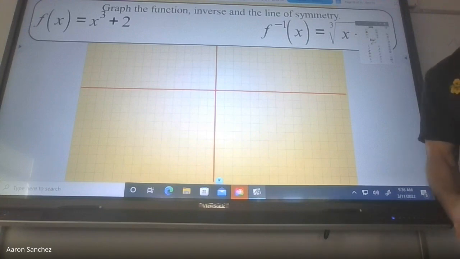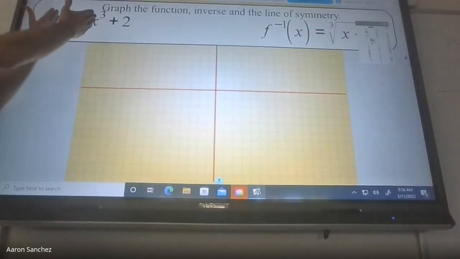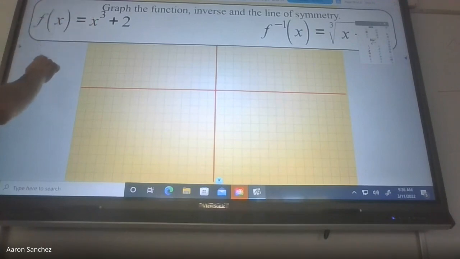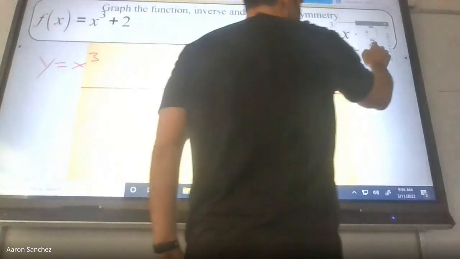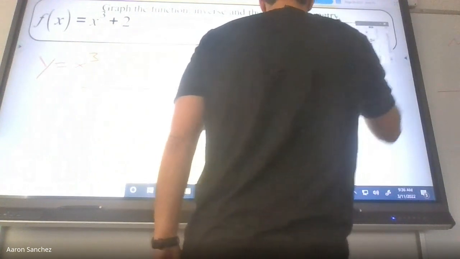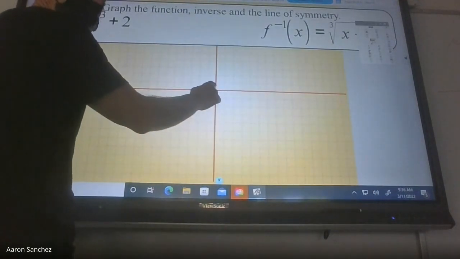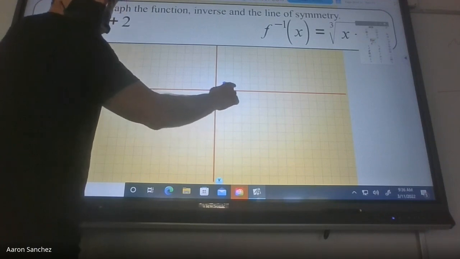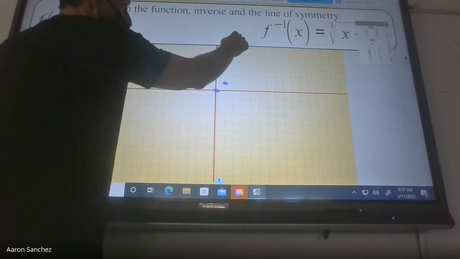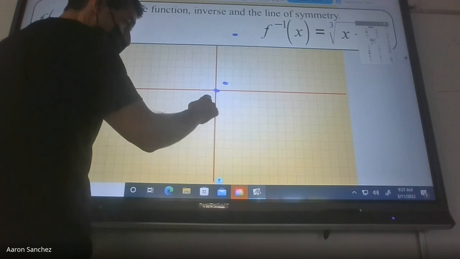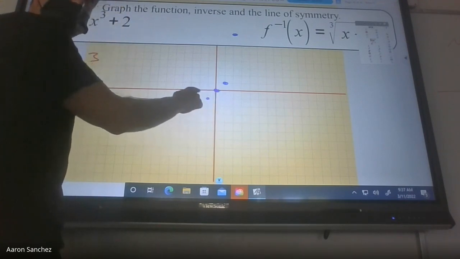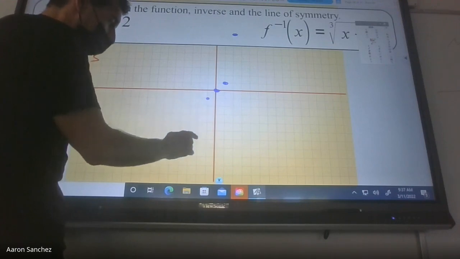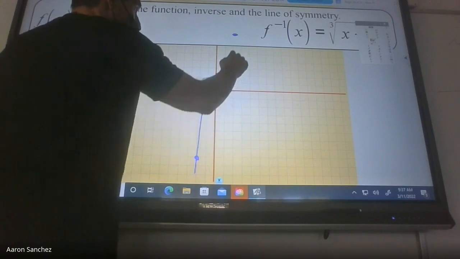Let's do Godzilla time real quick. You guys ready for Godzilla time? What's my parent function of this? x to the third power. Let's graph that: y equals x to the third power. That means I cube everything. What's 0 cubed? What's 1 cubed? So I go up 1. What's 2 cubed? 8. I don't even fit it. What's negative 1 cubed? Negative 1. What's negative 2 cubed? Negative 8. So there's my cubic function.